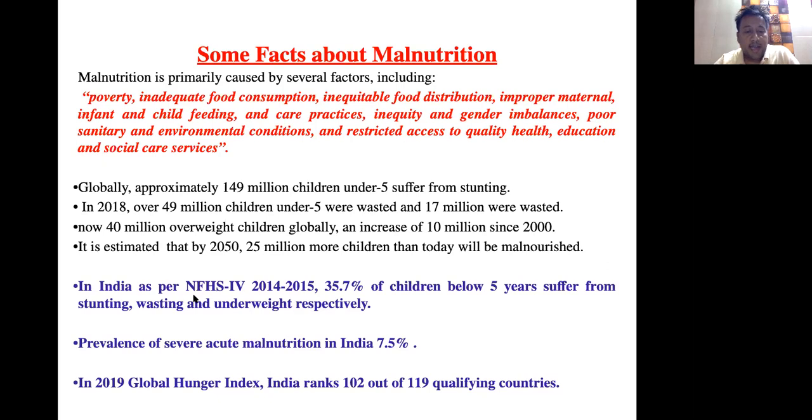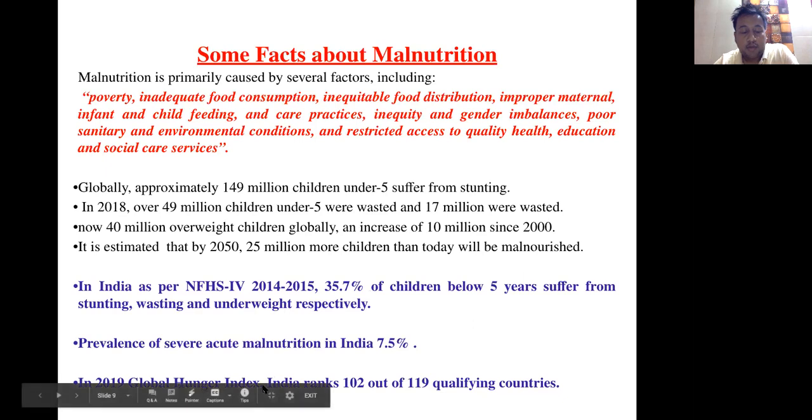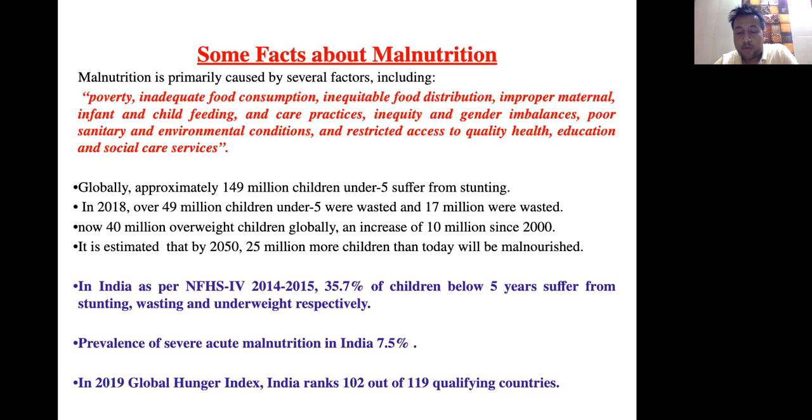In India, as per National Family Health Survey 4, 35.7% of children below 5 years of age were suffering from stunting, wasting, and underweight respectively, while the prevalence of severe acute malnutrition is 7.5%. In 2019, the Global Hunger Index showed that India ranks 102 out of 119 qualifying countries, which is a very serious concern for India.